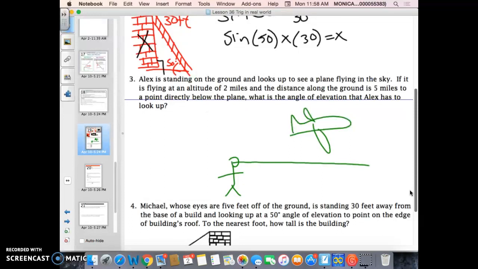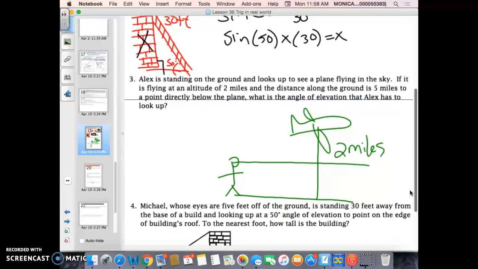Alex is standing on the ground. So here's the ground. Here's the plane. The plane is flying at an altitude of 2 miles. Altitude being the distance, how tall it is, okay? And the distance along the ground is 5 miles. Here's my 90-degree angle. What is the angle of elevation that Alex has to look up?